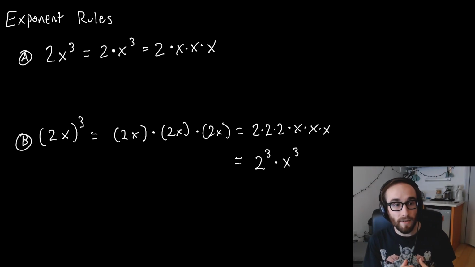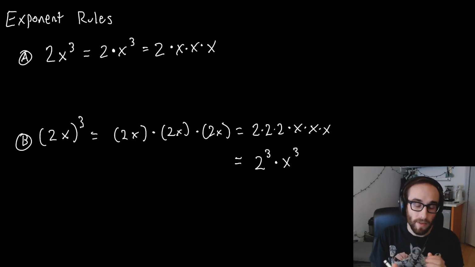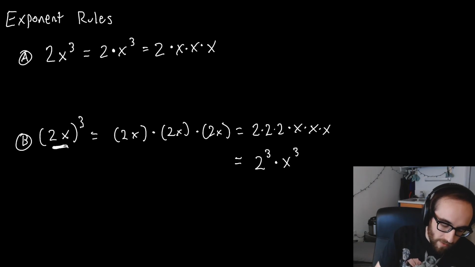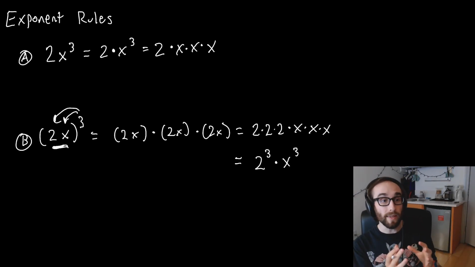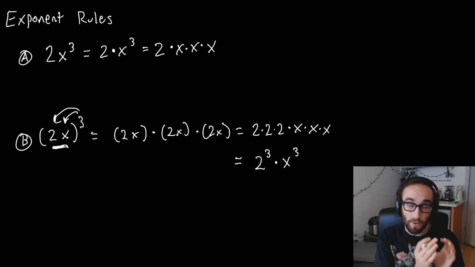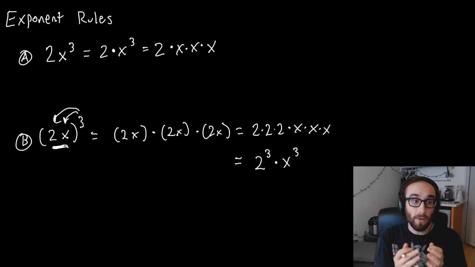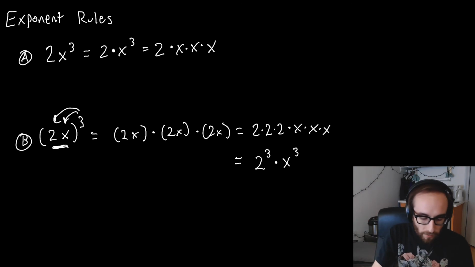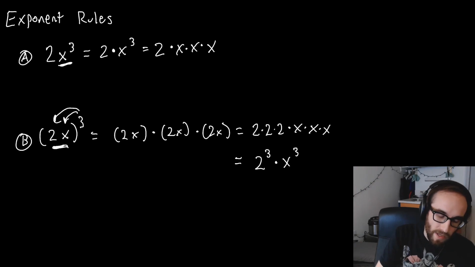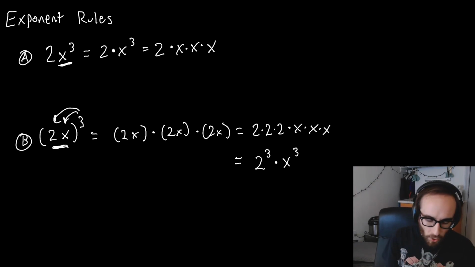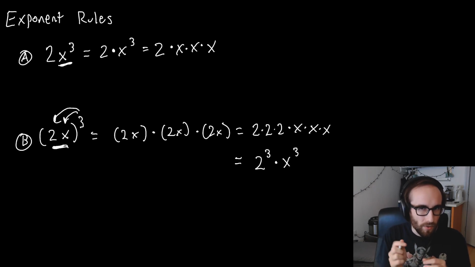So notice in this case, the importance of the parentheses means that the exponent 3 is applying to everything inside of the parentheses. So the 2 and the x are both being raised to the third power, whereas in our first example, only the x is being raised to the third power. So one way to think about it is you distribute the exponent to the 2 and the x.